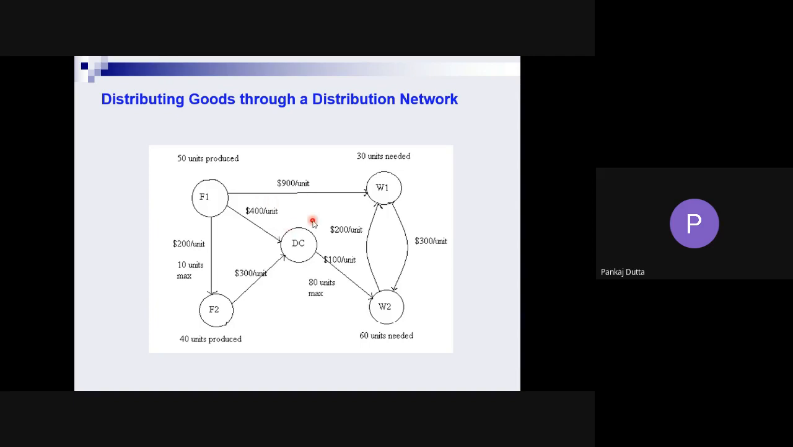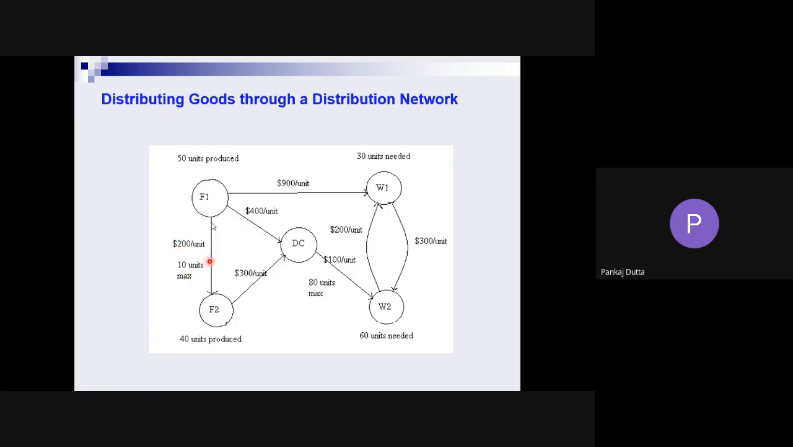And then what will be your objective function? Suppose in this route, if you send X quantity, then it will be 900 into X. If you send 1 quantity, 900 into 1. If you send 2 quantity, 900 into 2. So this way you can plan. Suppose you are shifting X3 quantity, so 900 into X3. So this way you can add all. Then 400 into X2, and 200 into X1. Here is a limit of 10.